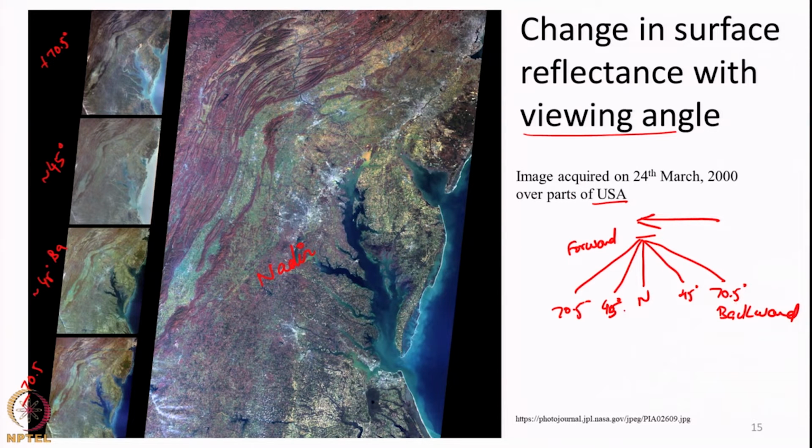If we consider this, the larger image is the nadir one, and the images given in smaller sizes are acquired with different viewing angles. We can clearly see the same terrain, even when imaged at different viewing angles, appears completely different. This is a combination of 3 different bands to provide a color image, but still the color appearing in the image looks much different. Here the ocean looks a little different, in this image the ocean looks very different. Here we have some purple patches, whereas in this image it is not there.